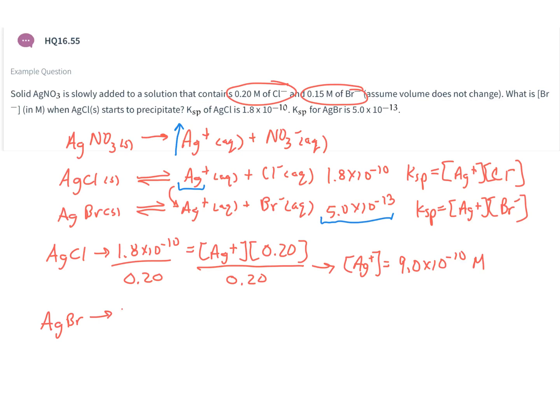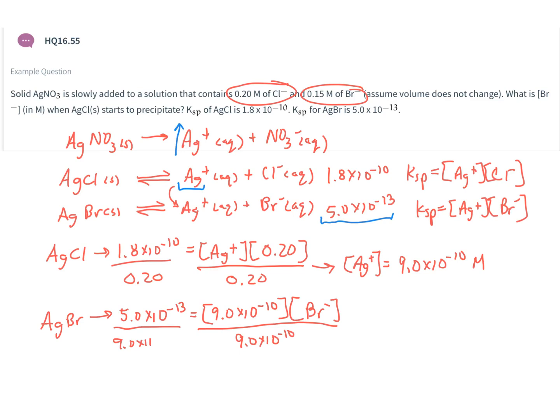So again, I want to use the KSP for silver bromide, 5 times 10 to the minus 13. That equals my concentration of silver, which I know at this point is 9 times 10 to the minus 10, times the concentration of bromide. How much bromide is left in solution? That's what I don't know, that's my unknown. Divide both sides by 9 times 10 to the minus 10, and my concentration of bromide at this point would be 5.6 times 10 to the minus 4 molar.